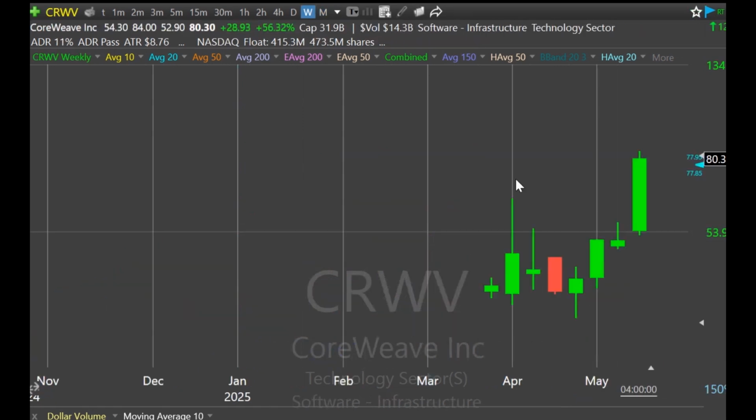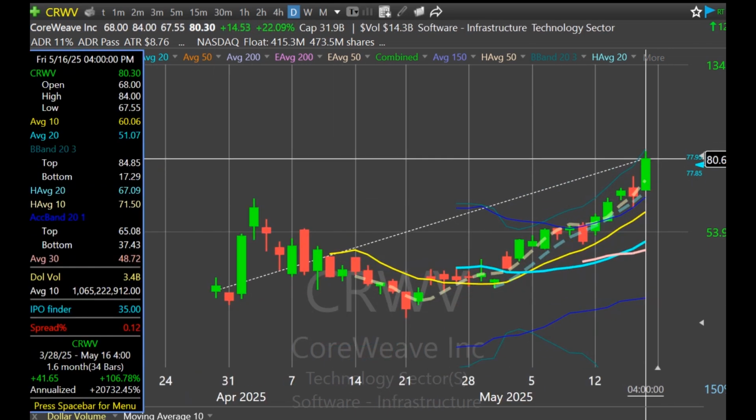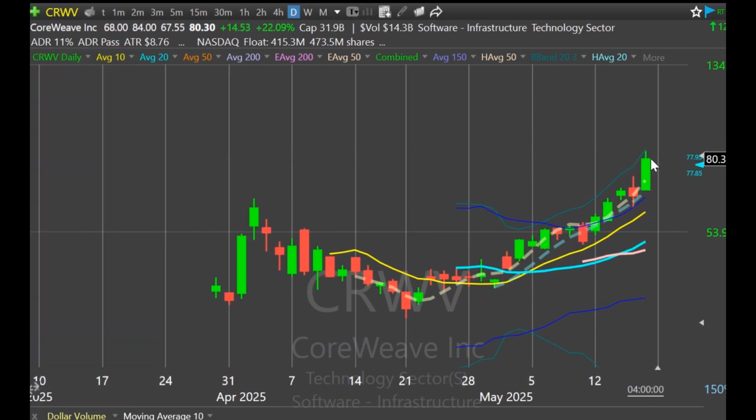Sorry, let me show on the daily. It just IPO'd last month. I think this could be kind of like the NVIDIA. It's the first generative AI company that's publicly traded. So they rent out server farms to companies like Microsoft to do AI generation stuff. So I don't think we're really close to the end based on just purely technical patterns.